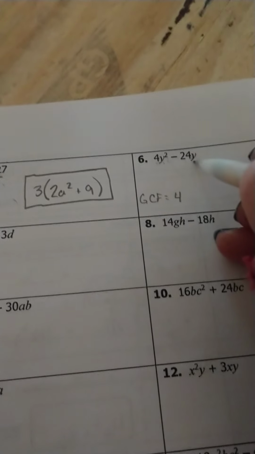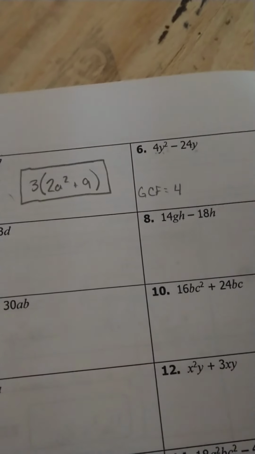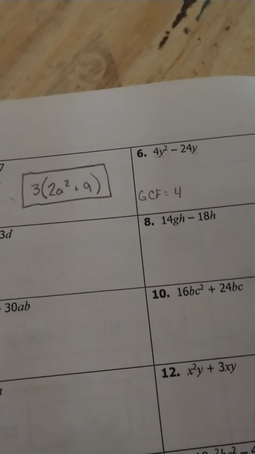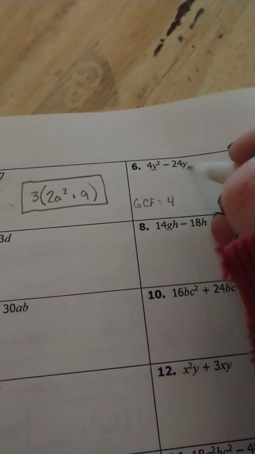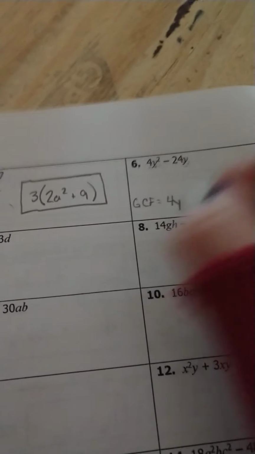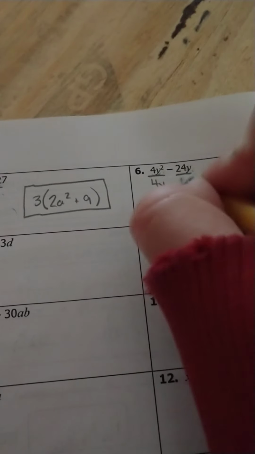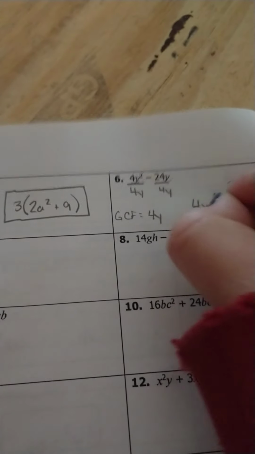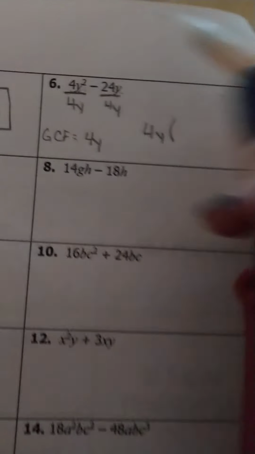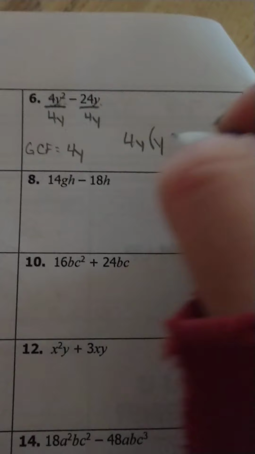We have the same variable, but you have different exponents. If you remember, the thing I had you highlight on the front, you deal with the smallest exponent. So of the two, y squared and y, y is the smallest, so that's what we're going to divide by. So we're going to divide both of these by 4y. We're going to put that 4y out front. 4y squared divided by 4y is singular y.